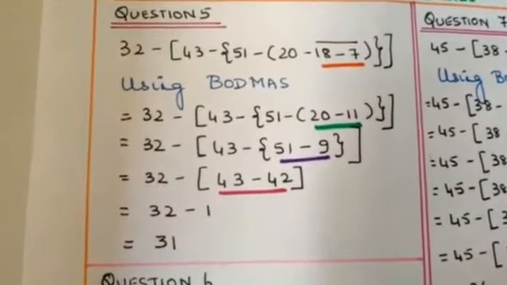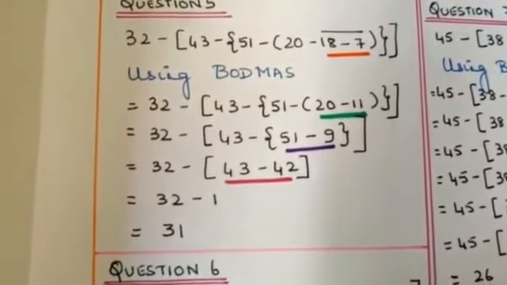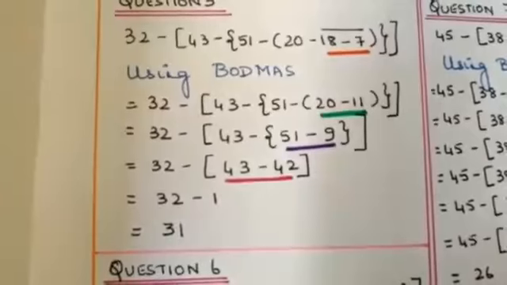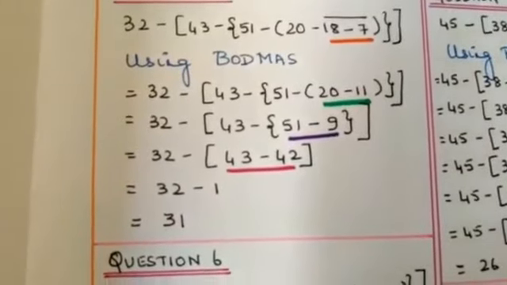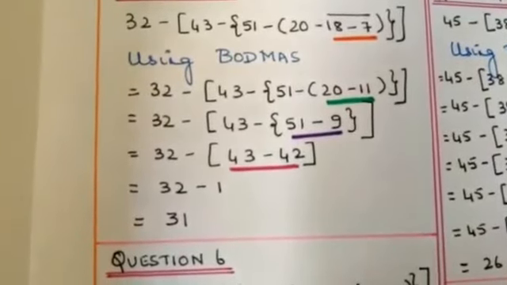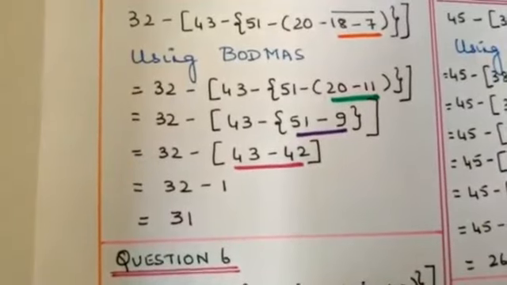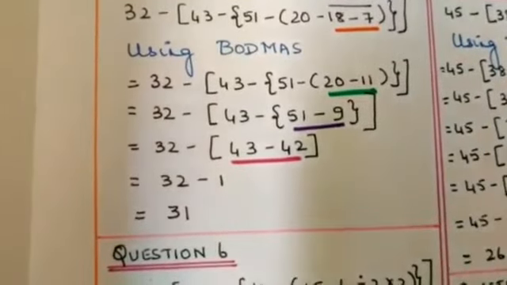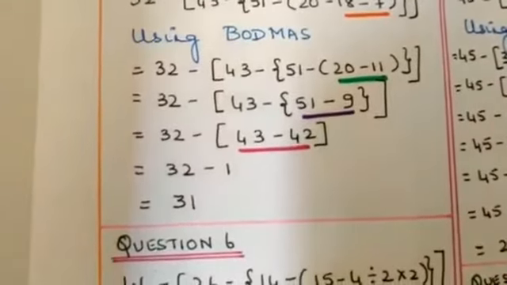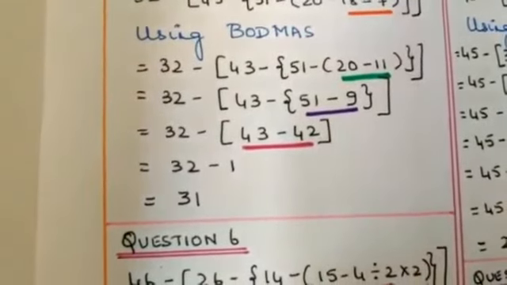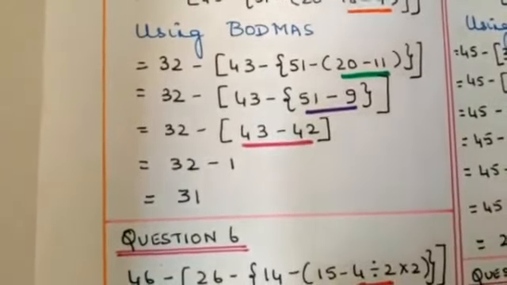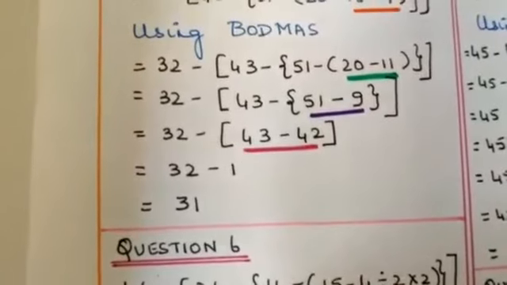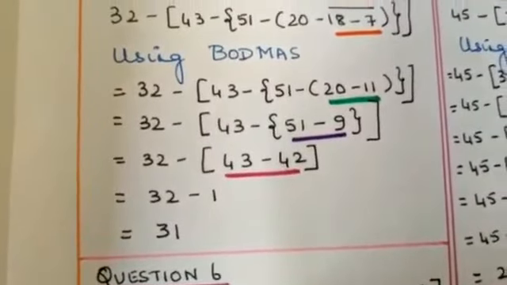Again simple. We'll have to solve the vinculum bracket, that is 18 minus 7, hence we get 20 minus 11, and then it becomes 51 minus 9. We solve the simple bracket, 20 minus 11 is 9. Now we move on to the curly brackets. The curly bracket is solved, we get 43 minus 42. So the expression becomes 32 minus 1, and the answer is 31.